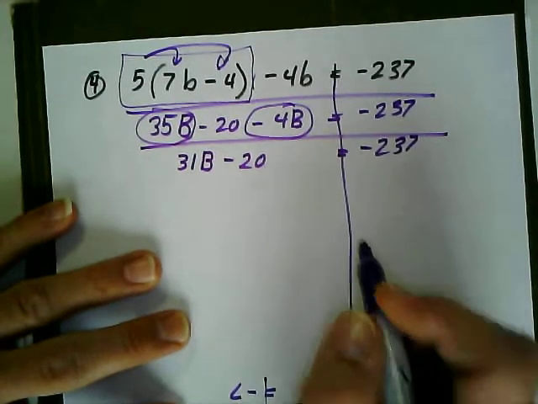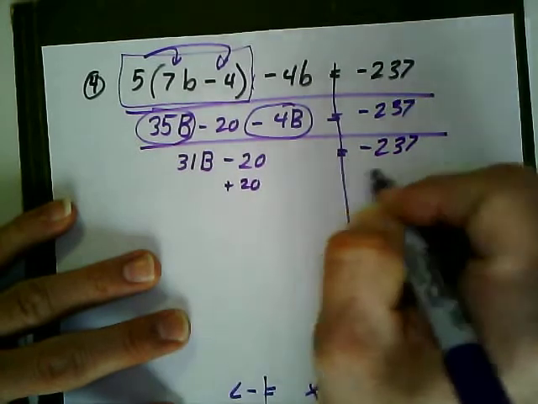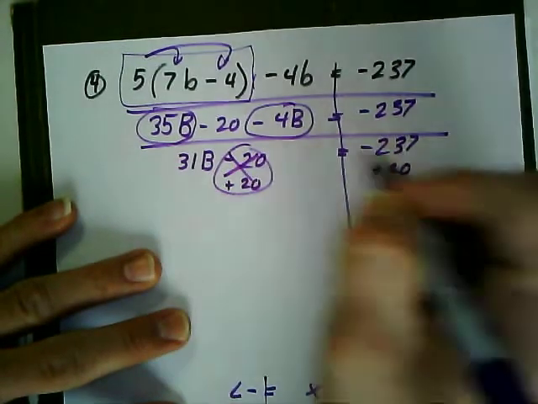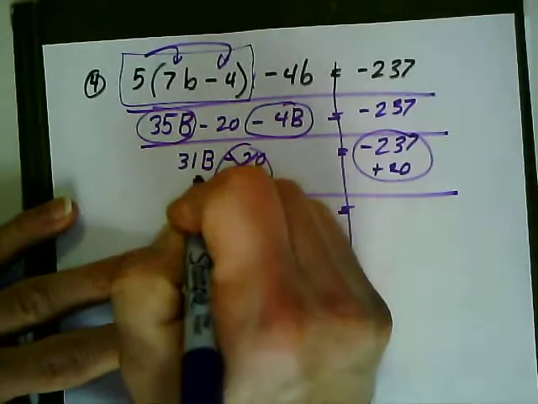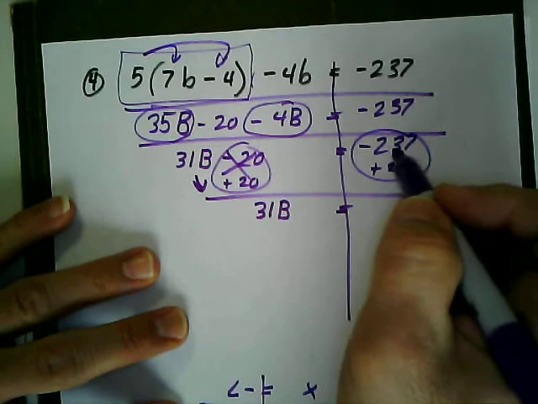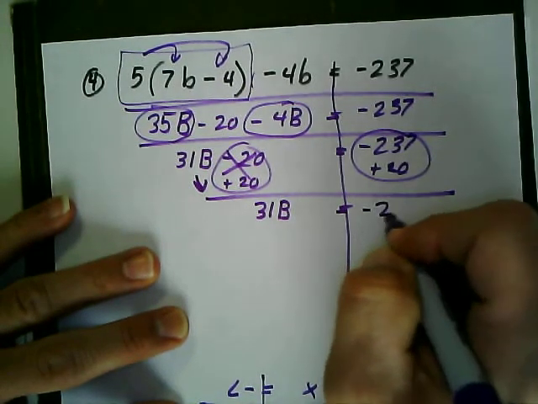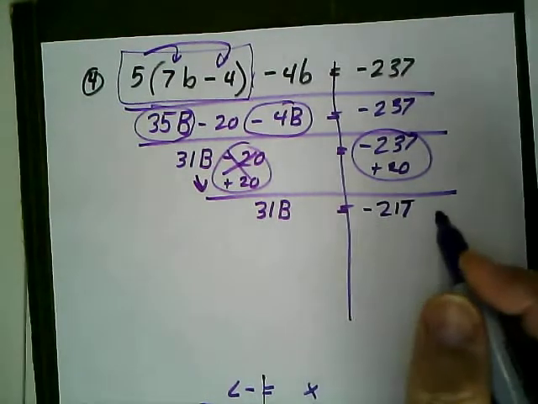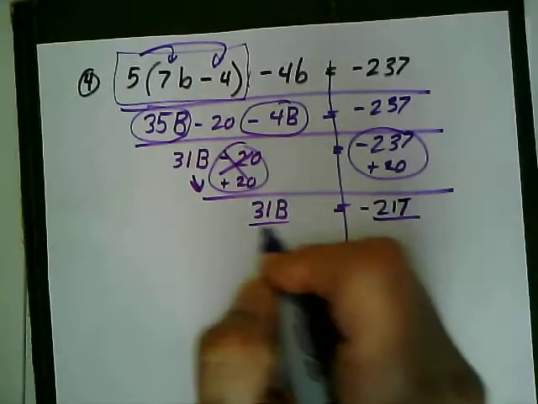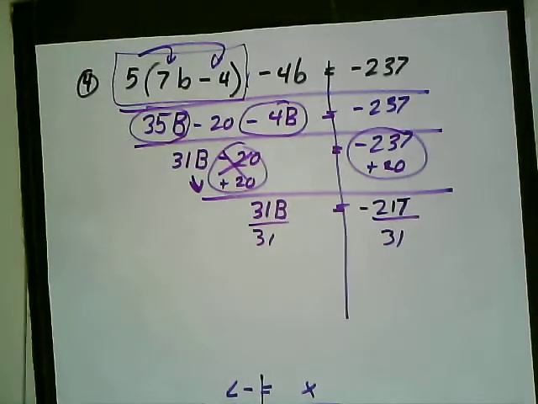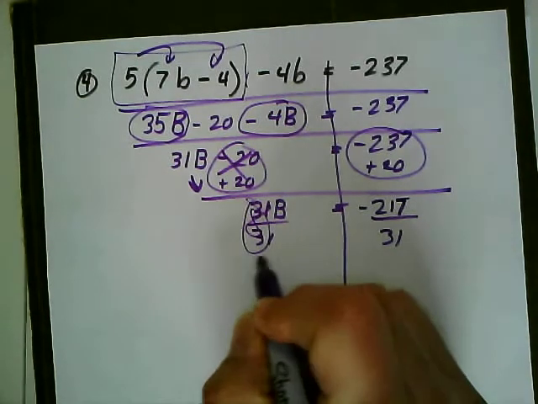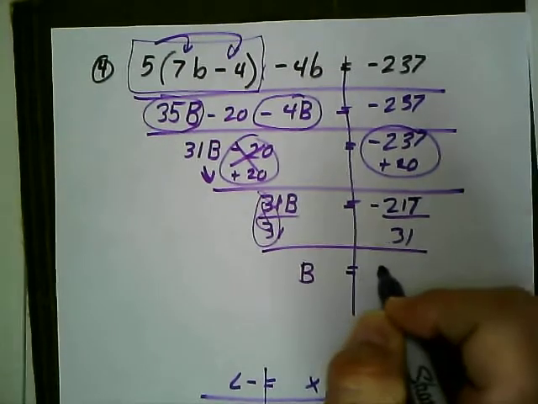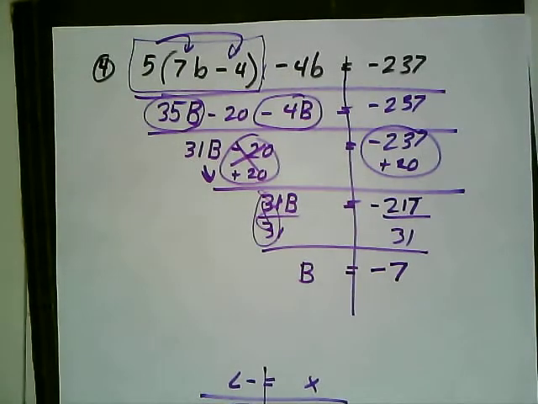All right. So we're going to go ahead and add 20 to both sides of the equation. Those two are gone. 31B is left over. We just bring that down. Negative 237 plus 20 is negative 217. Now we're going to go ahead and divide by 31. So negative 217 divided by 31 equals negative 7. Those two are gone. We're left with B on that side, and our answer is negative 7.